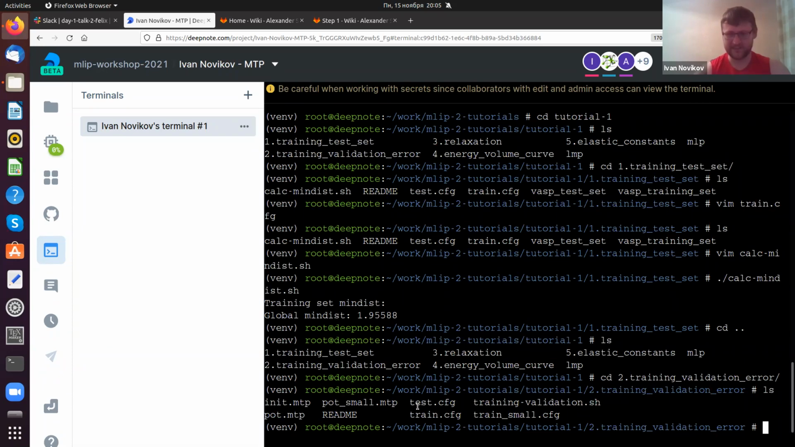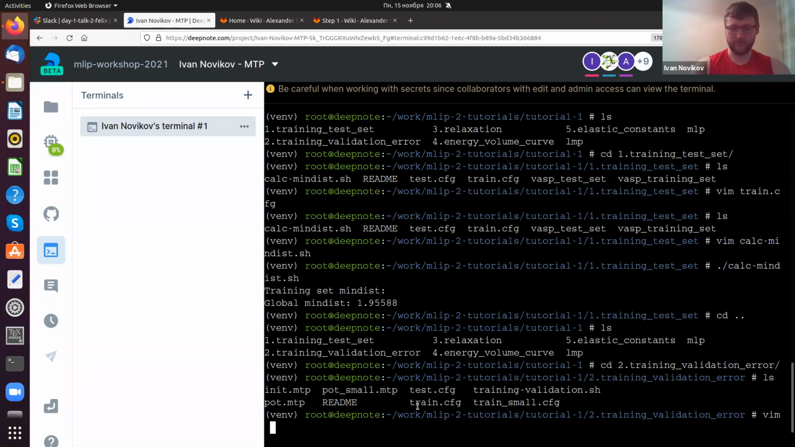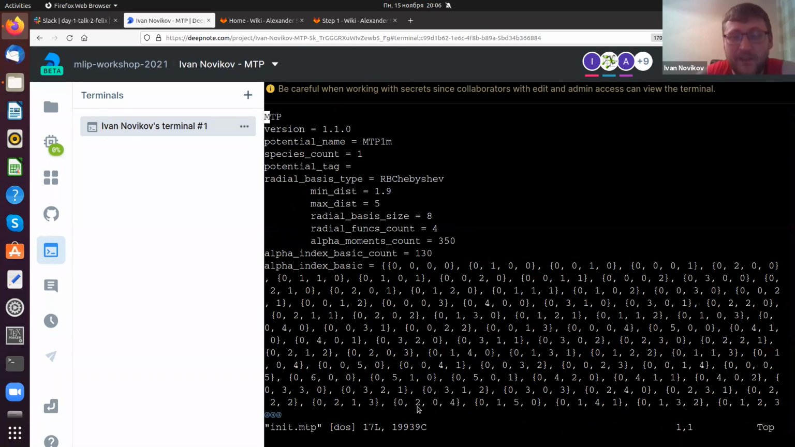Next, as the next step, we go to the folder training validation error. First, we start with the init MTP. I have already copied init MTP. We specified a minimal distance of 1.9 and a maximum distance of 5 angstrom. Radial basis size is 8 here, and the rest of the parameters I didn't change, as I told you. So here we deal with an MTP of 16th level.